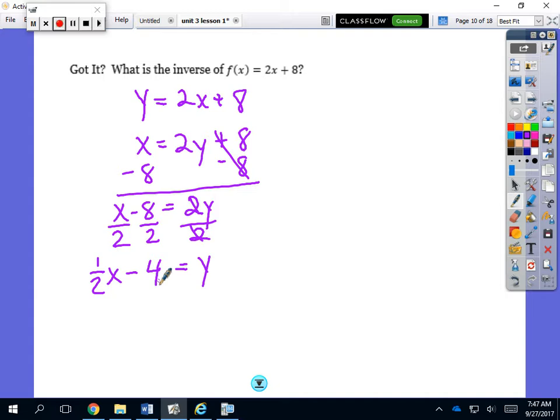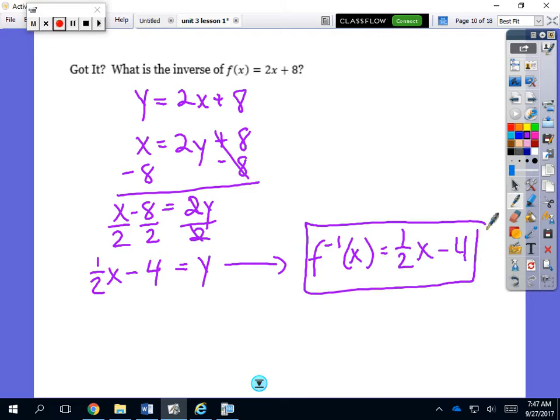And the last step, replace that y with the inverse notation. And we have our answer. There's the inverse of that function.